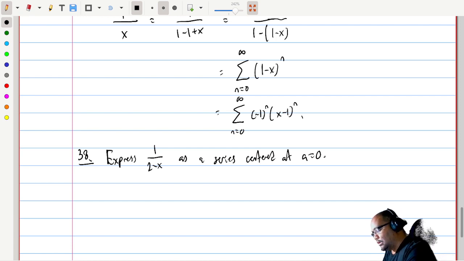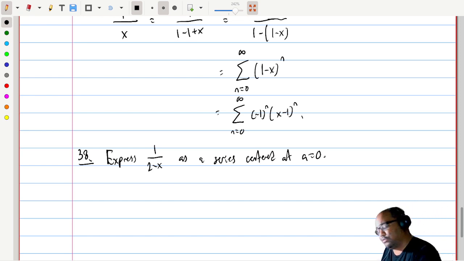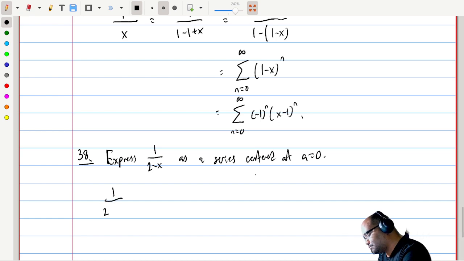So the dirty trick here is, instead of getting a 1 plus or 1 minus, well, we're still going to force that. I'm going to factor magic 2 out. So if I factor 2 out of the denominator, what's left over? 1 over x minus 2.